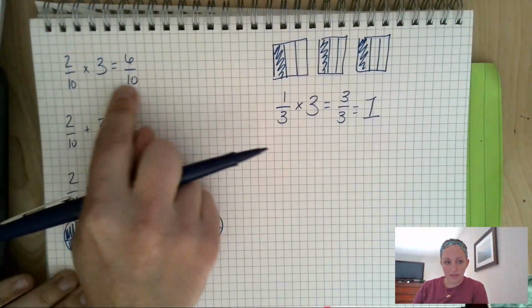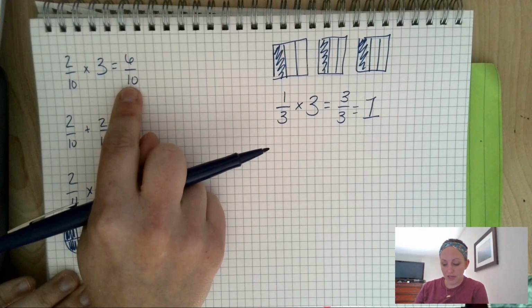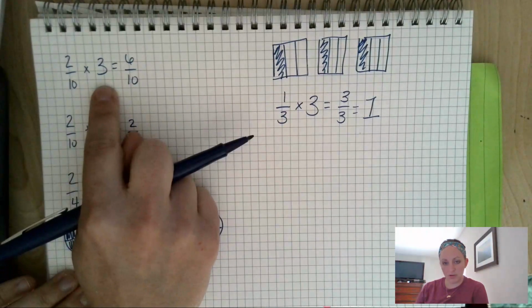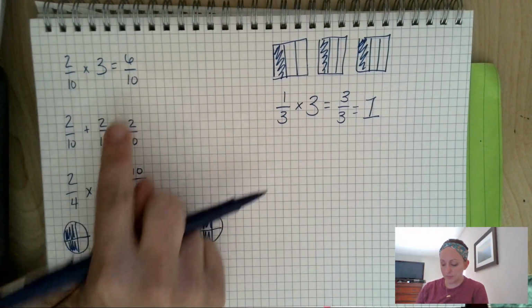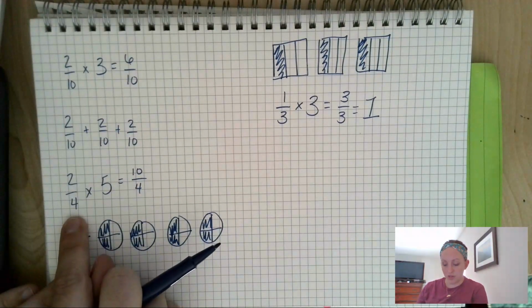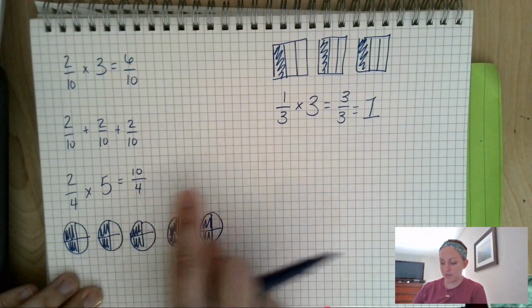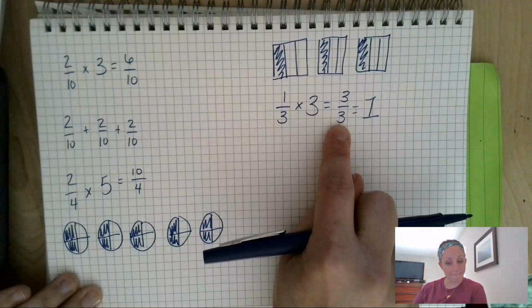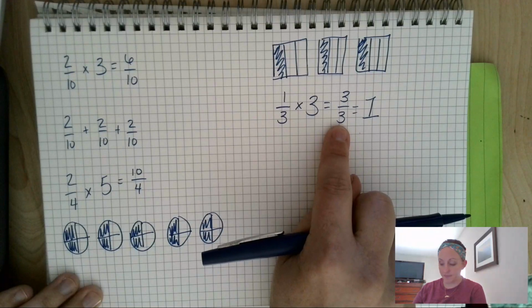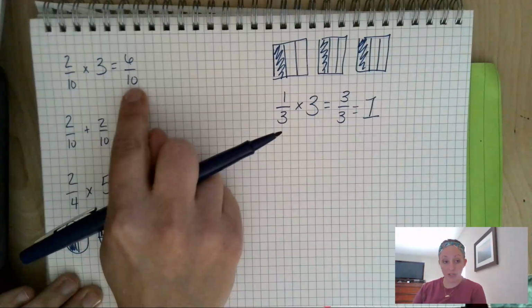What do you notice when you're looking at the fraction and the whole number and the answer? Look at the fraction, look at the whole number, look at the answer. Same thing here. Do you see something? I notice that the denominator stays the same.